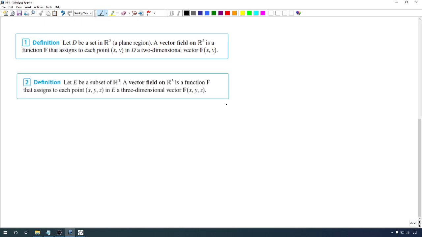For 3 dimensions, we really just change all the 2's to 3's. We're talking about a vector field on R3, a vector field on space, is a function F that takes a point x, y, z in whatever region of space that we're talking about to a 3-dimensional vector.